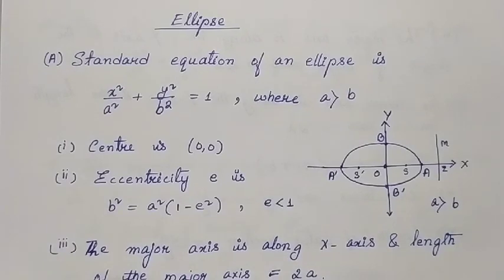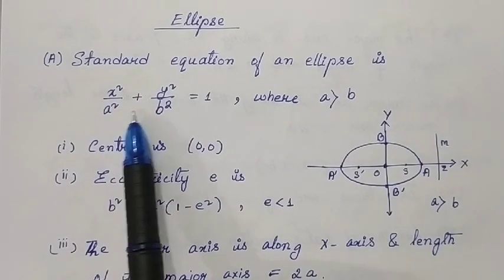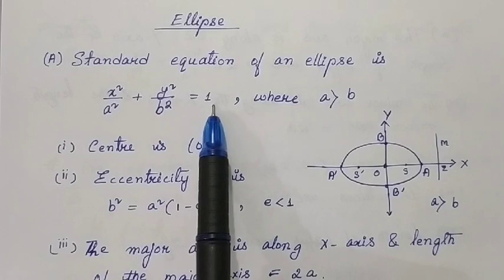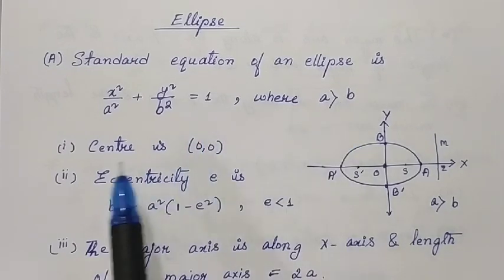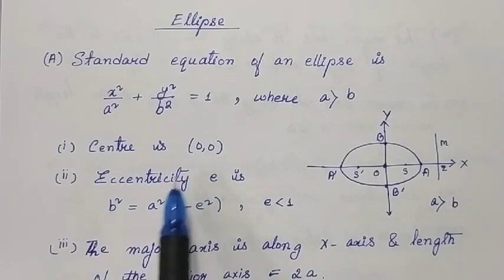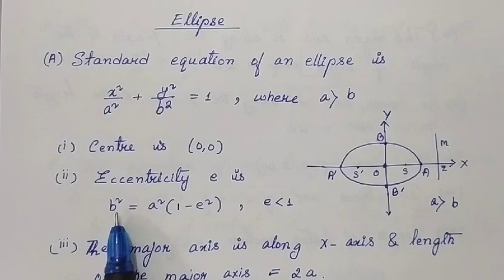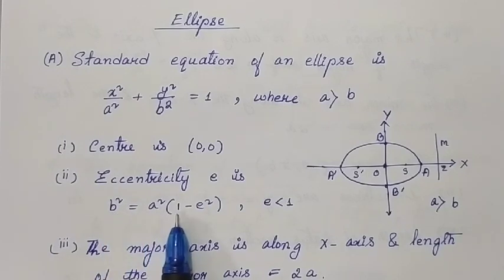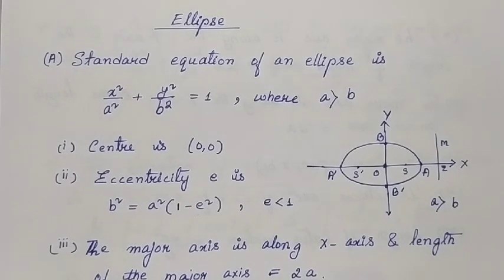Today's topic is ellipse. The standard form of an ellipse is x²/a² + y²/b² = 1, and here a will be greater than b. The center is (0, 0). Eccentricity is denoted by small e, and the formula is b² = a²(1 − e²). Here e is always less than 1.